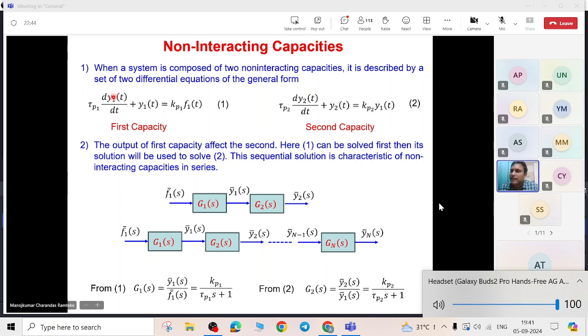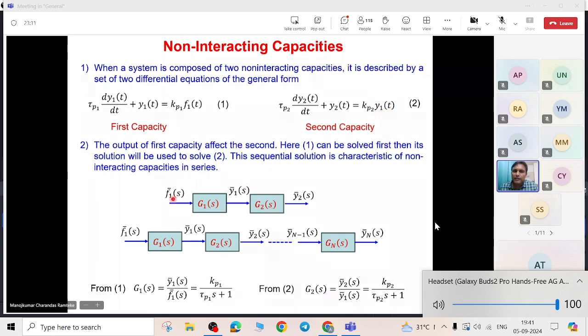This Y1, which is the output of the first capacity, is then given to the second. With respect to that, the expression will be tau P2 dY2 by dt plus Y2 equals Kp2 Y1(t). So you can see that Y1(t) is the input to the second system, whereas the output is Y2(t). This example can be represented in the form of a block diagram as shown here.